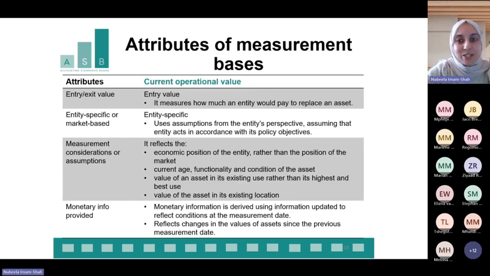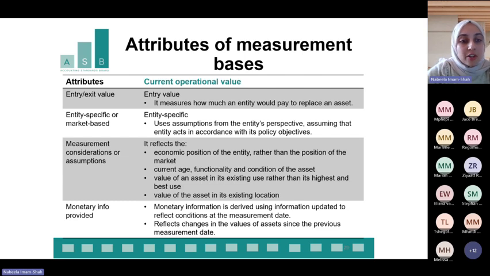Looking next at current operational value. It is an entry value because it measures how much an entity would pay to replace an asset. It is entity specific because it uses assumptions from the entity's perspective, assuming that the entity acts in accordance with its policy objectives. On the measurement considerations or assumptions, it reflects the economic position of the entity rather than the position of the market. So here we can already see the difference with using fair value, because that reflects the position of the market.